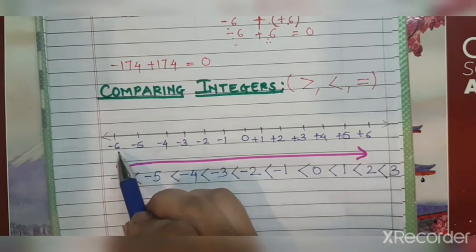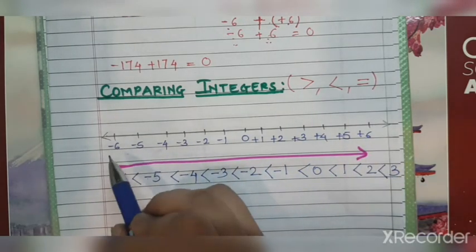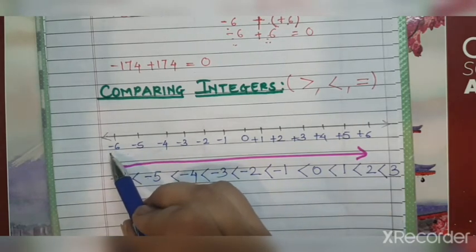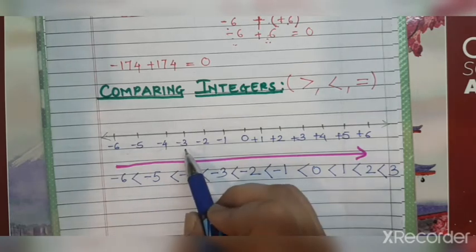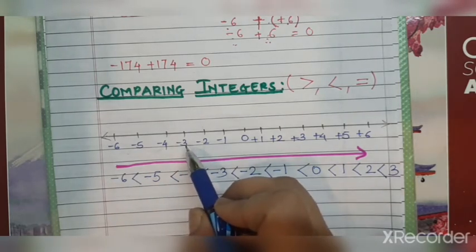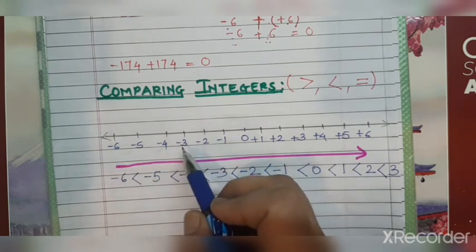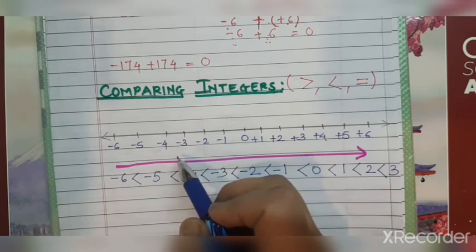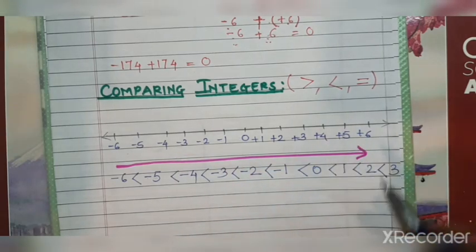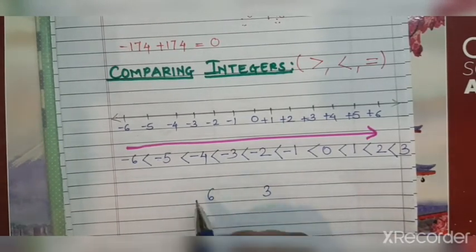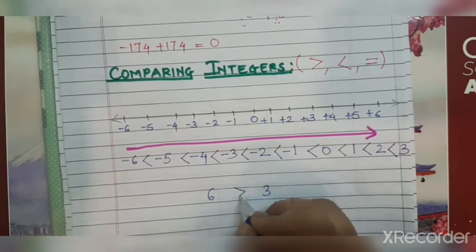On this number line, negative 6 is the smallest. So negative 6 is smaller than negative 3. You will say 3 is smaller, not 6. But remember it is a negative integer. It happens in positive numbers: if we are comparing 6 and 3 in positive numbers, we will say that 6 is greater.